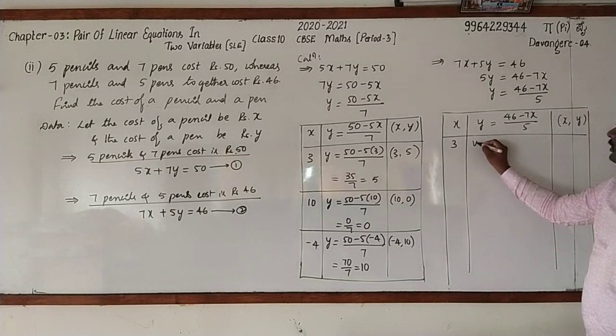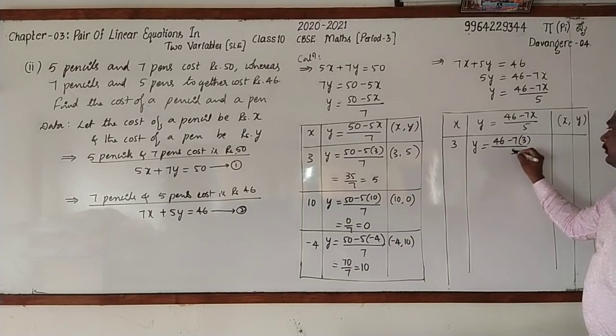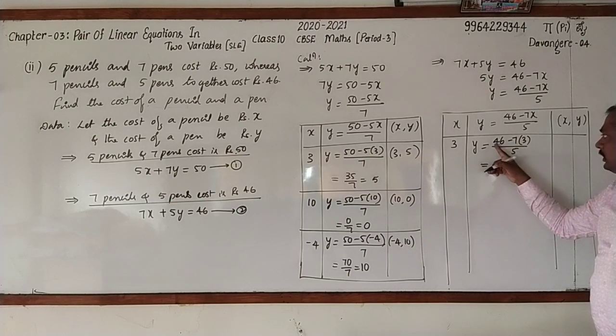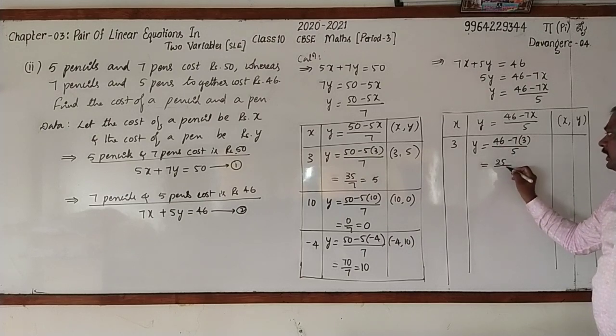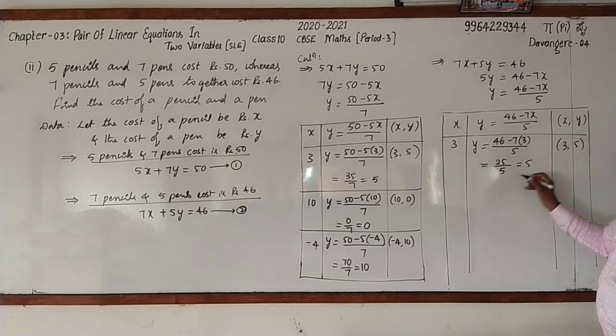When x is 3, y is equal to 46 minus 7 into 3 by 5, which is equal to, again, 7 3s are 21, 46 minus 21 is 25, 25 by 5 is 5. When x is 3, y is 5.